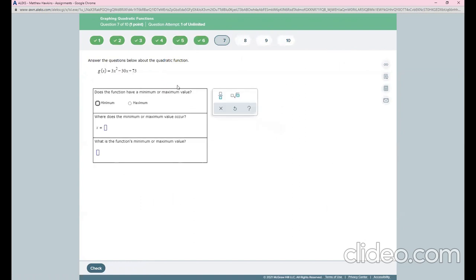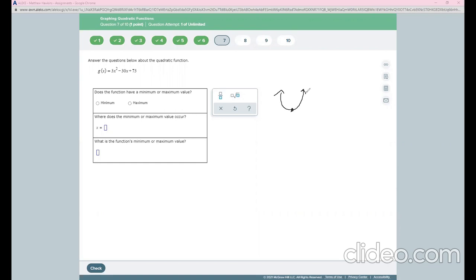It says, answer the question below about the quadratic function. Does the function have a minimum or maximum value? Where does the minimum or maximum value occur? What is the function's minimum or maximum value? All right, so all this is asking about is the vertex. So the vertex, if we have a parabola, there's two situations. We have a parabola where it's positive, smiley face, and the vertex is at the bottom.